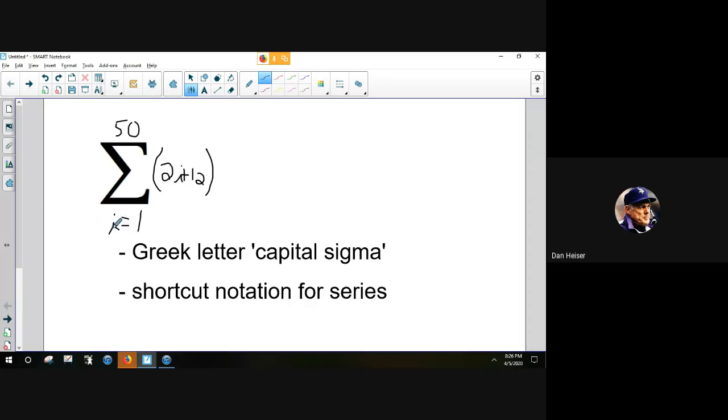This does not mean square root of negative 1. This i is just a variable. Could be j, could be k, could be a, n, could be virtually any letter that we choose. Let's run through a few examples.